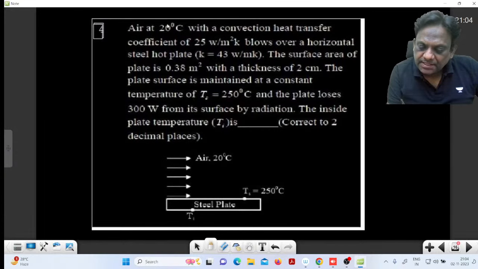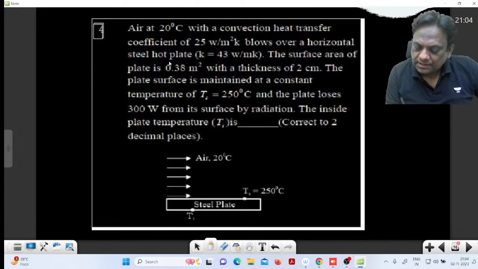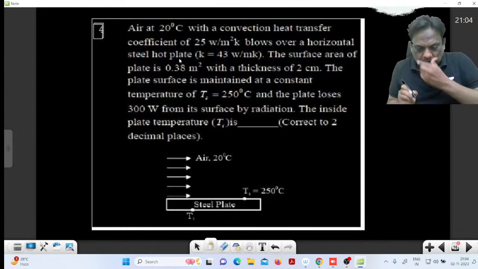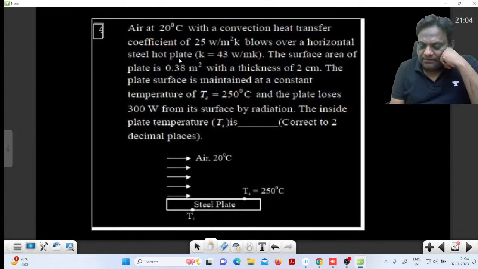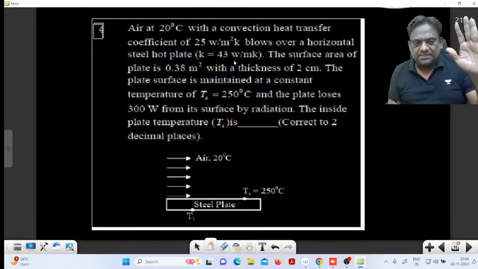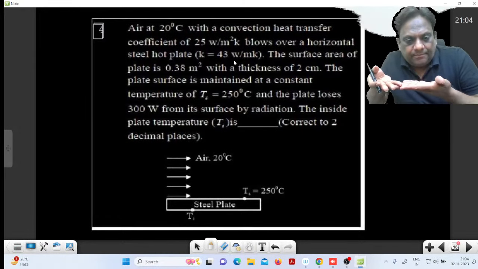Air at 20 degrees centigrade with a convective heat transfer coefficient of 25 blows over a horizontal hot steel plate. And the thermal conductivity of the plate is 43. Let me repeat, sir. There is a hot plate.